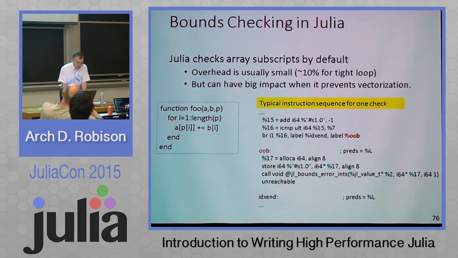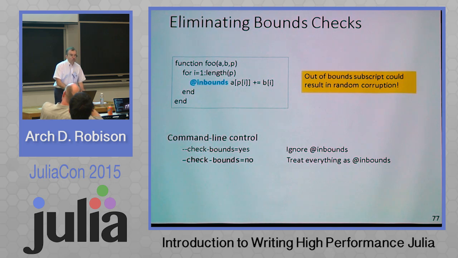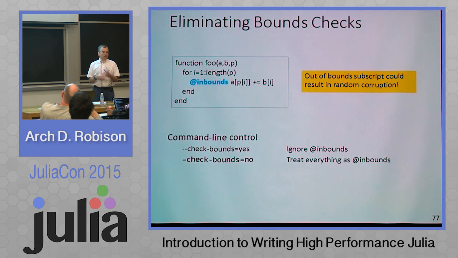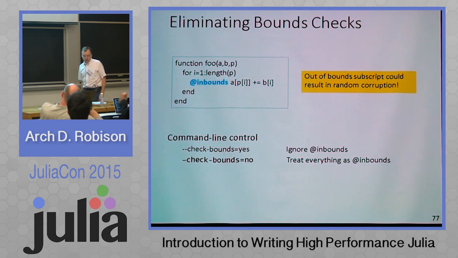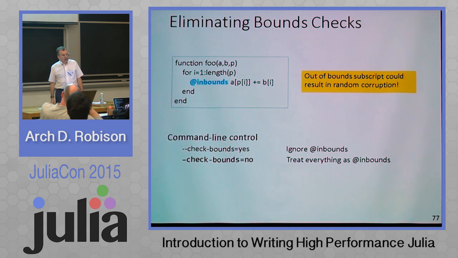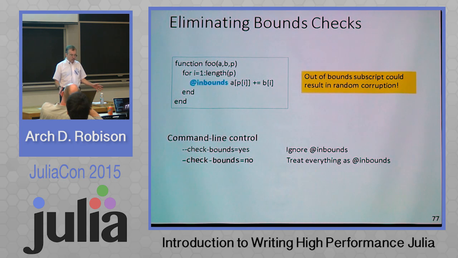So the way to eliminate a bounds check is there's an @inbounds macro. You can put it in front of the spot where you want to turn off the bounds checking, or you can cram it in front of the for loop. It's going to eliminate all the checking in the for loop. And just the warning is, if you turn off the bounds checking and you screw up, you can bring down your whole session, you can corrupt data. So be really careful with it.